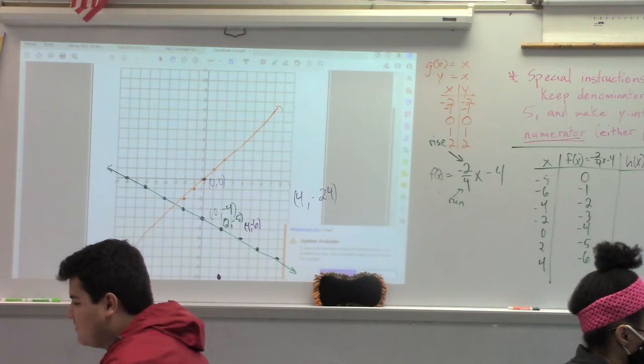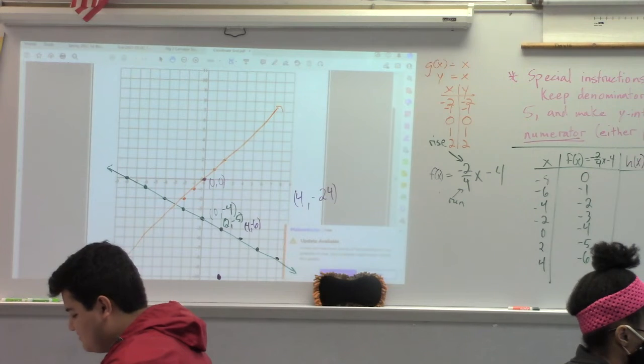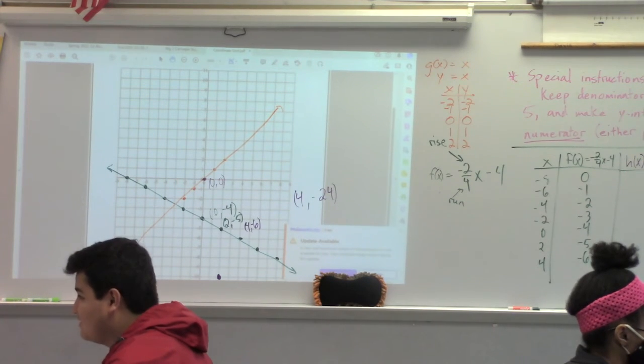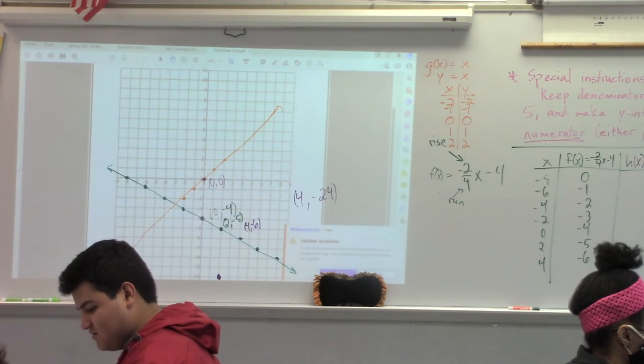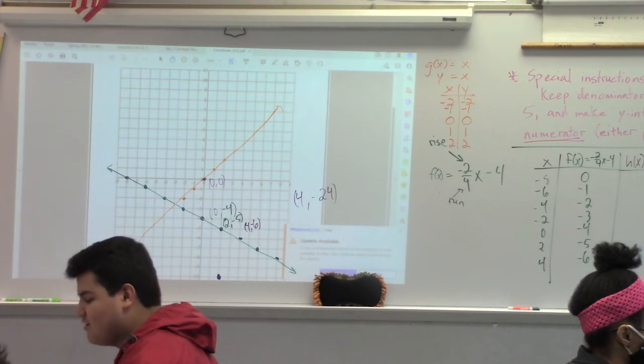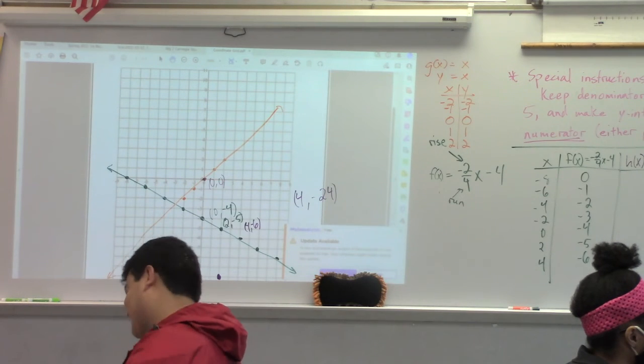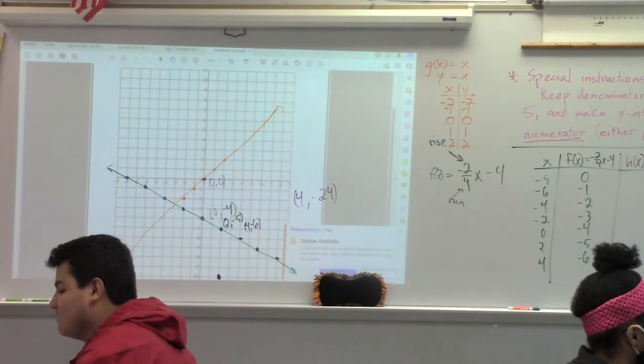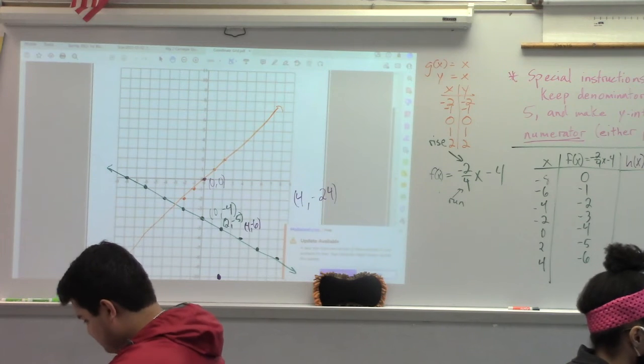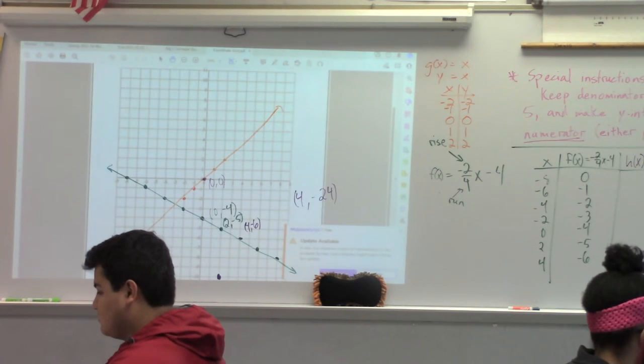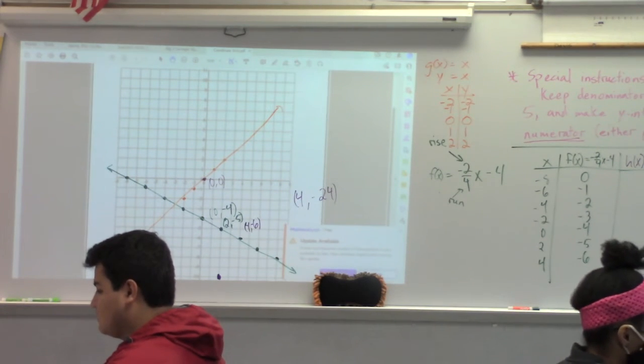You're gonna need a table or something to justify these points, but then also tell me what points you're gonna need. You know what I'm saying? So you see how I have the table? That table is really showing what you're doing: g of x times f of x, but g of x is x.